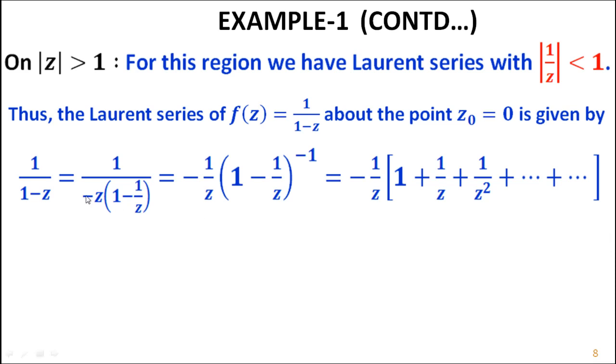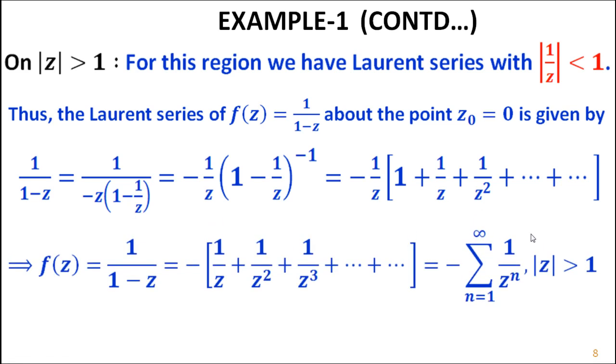1 by 1 minus z can be written as, I am taking minus z as common, we have 1 minus 1 by z, and which is equal to minus of 1 by z times, I am taking this term to the numerator, I will get 1 minus 1 by z whole to the power of minus 1. Based on this condition, I can apply the binomial series expansions. That is minus 1 by z times 1 plus 1 by z plus 1 by z square plus and so on.